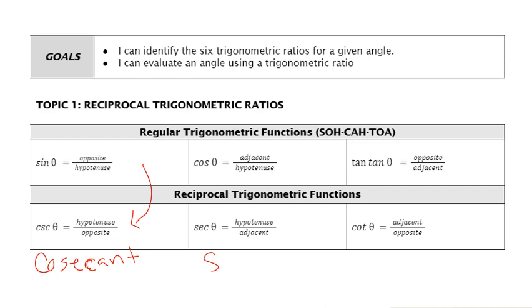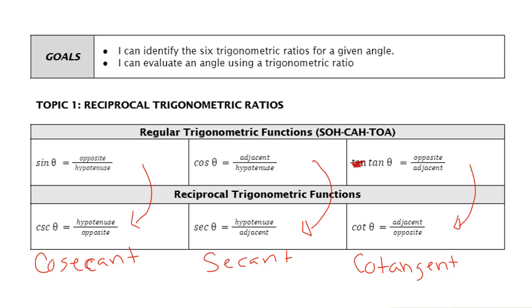We have secant, which is hypotenuse over adjacent, so that's the reciprocal of cosine. And then the last one is cotangent. And that one is adjacent over opposite, which is the reciprocal of tangent. And this should only say one tangent right here.